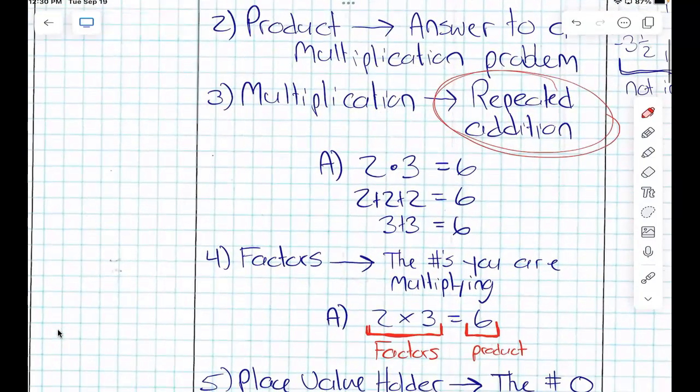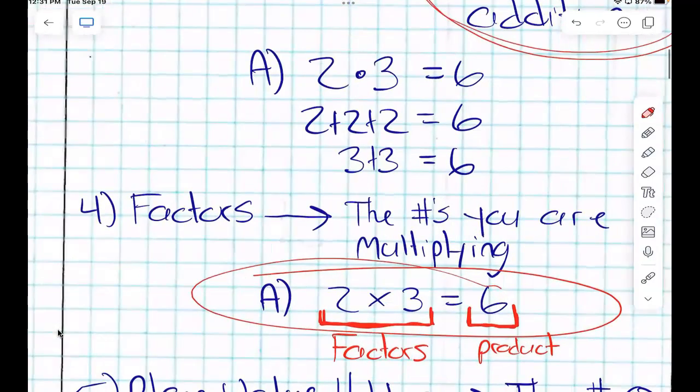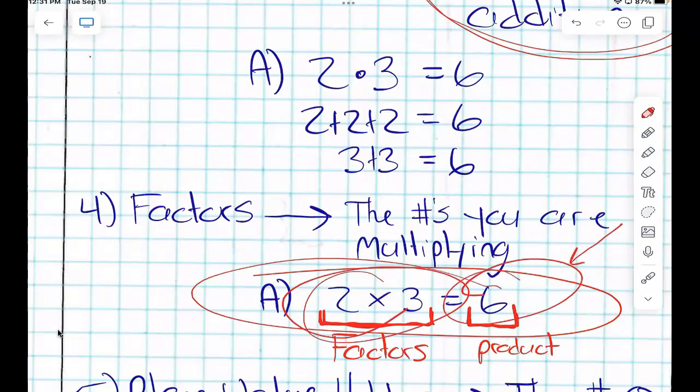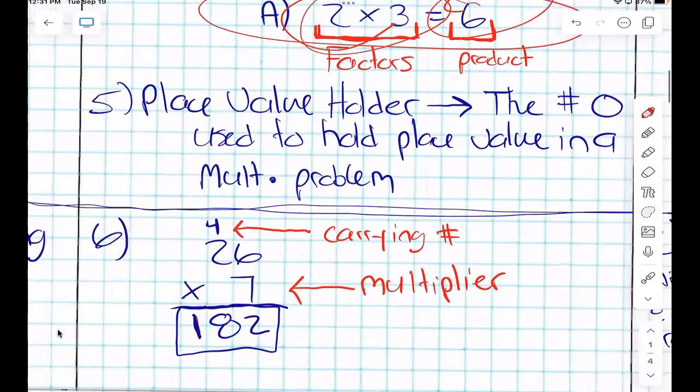Now, I'm going to show you down here, see what I just circled. We have these two numbers, 2 and 3. See 2 and 3? Yes. And we have the number 6, yes? What do we call this? Product. The answer to a multiplication problem is a product, right? And then what are the things called that give us the problem? Love it. You guys are doing great. Place value holder, we're going to skip that for a second.